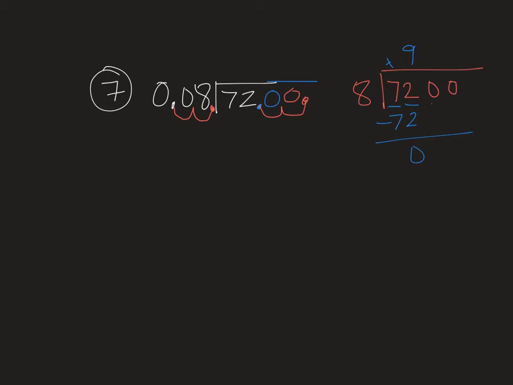And that means, what do I put in the 10s and the 1s if I just have zeros left? Well, I put zeros there because there are no more groups of 8 here.